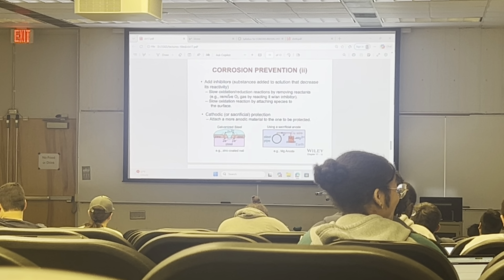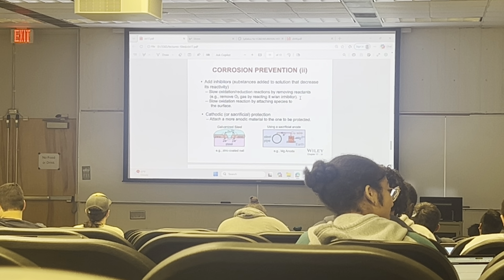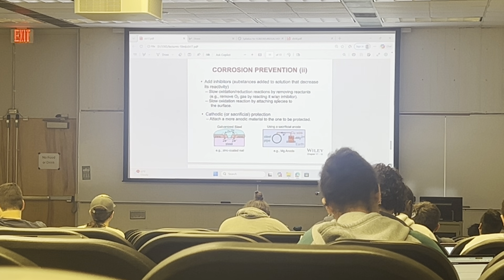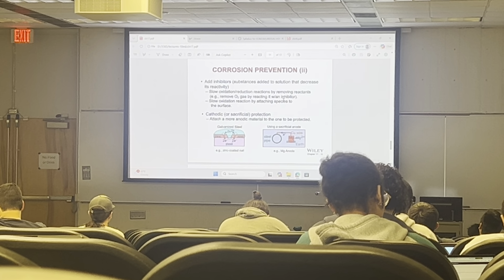Okay, so what do those inhibitors do? They slow oxidation and reduction reactions by removing the reactants, like oxygen. Oxygen can be retarded by this inhibitor.